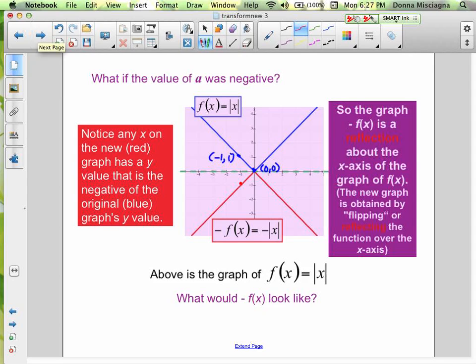when x is negative 1, y is now negative 1. It's the opposite. So any x on the new red graph has a y value that is the negative of the original blue graph's y value. So the graph negative f of x is a reflection about the x-axis of the graph of f of x. The new graph is obtained by flipping or reflecting the function over the x-axis.